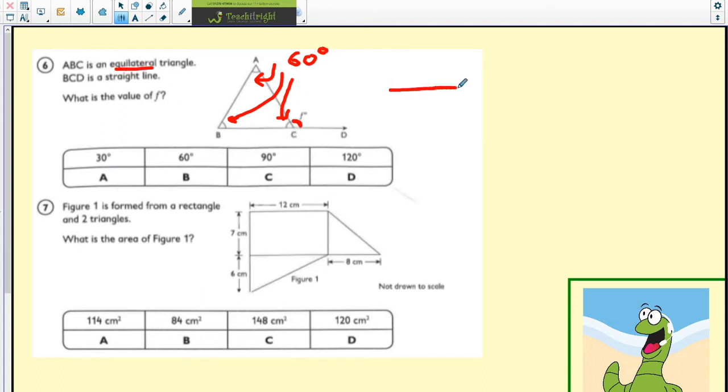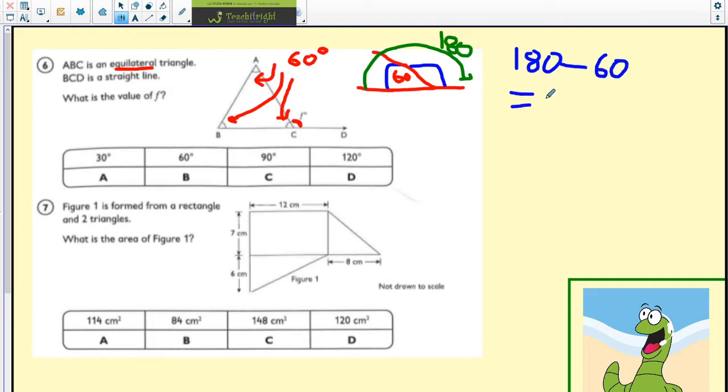And if you know that, there's a rule called angles in a straight line. And if this here is 60, that angle there is 60, and the whole thing is 180, you have to ask yourself, what's the extra bit? What's that little bit going to be? And it's going to be 120 because it's 180 take away 60. So there's your answer, 120 degrees.